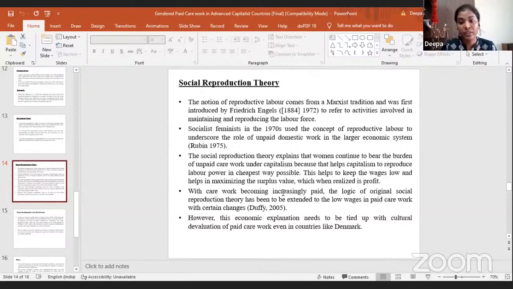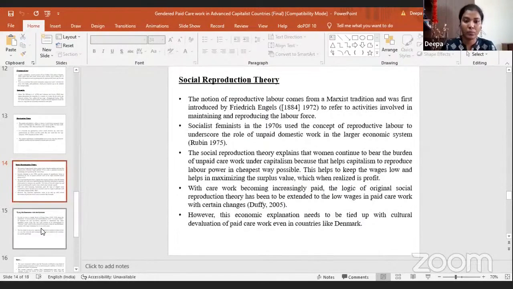This helps to keep the wages low and helps in maximizing the surplus value, which is the profit. So with care work becoming increasingly paid, the logic of original social reproduction theory has been extended to the low wages in paid care work also. However, this economic explanation needs to be tied up with cultural devaluation of paid work, even in countries like Denmark.